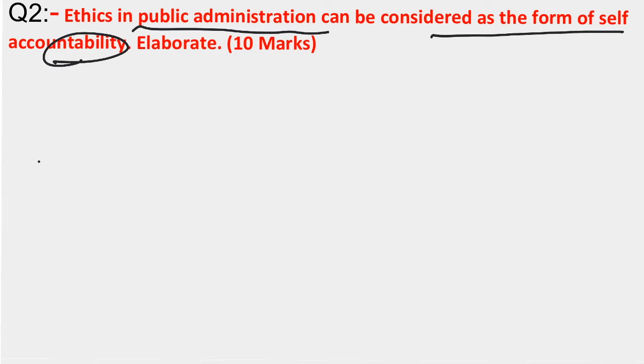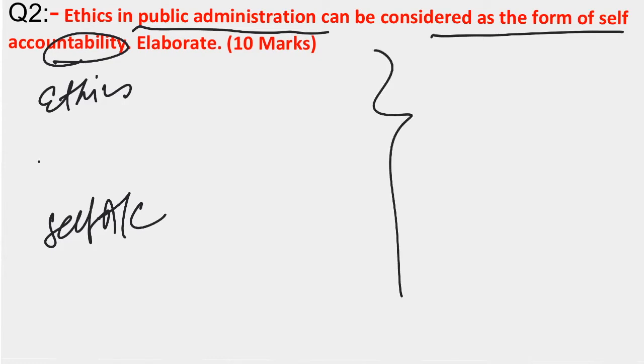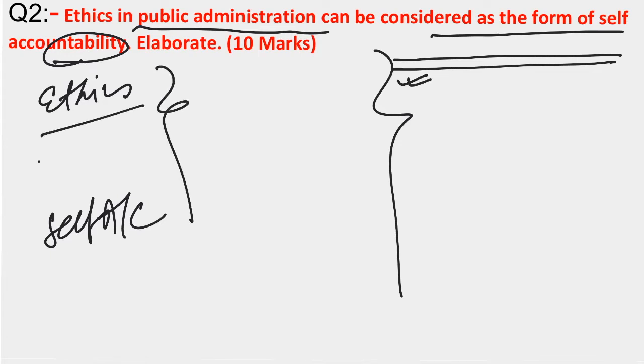Most of you will define ethics and self accountability in a separate paragraph, but it is not required. What is required is that you talk about how ethics and self accountability are interrelated. For the understanding, I am talking about ethics first, then self accountability. But in the examination, your answer should start from here. Here it is just for understanding.